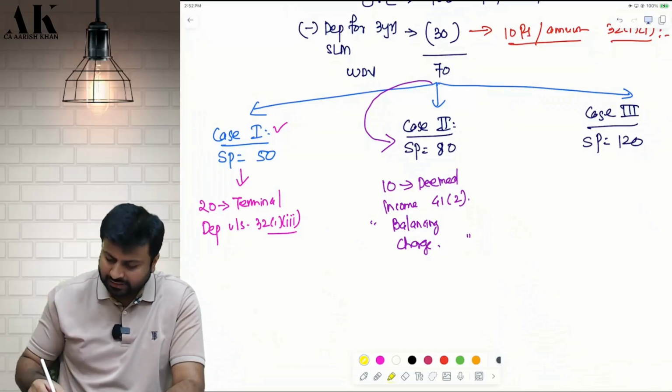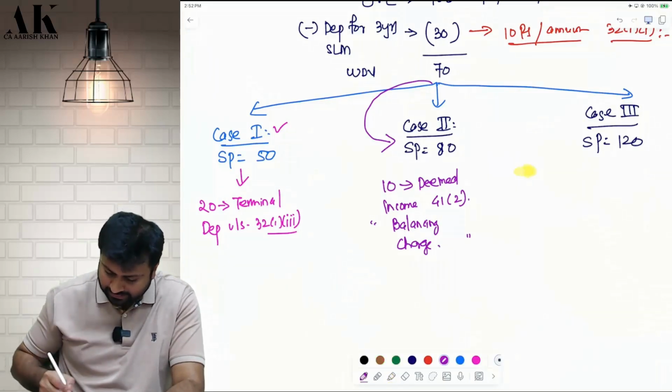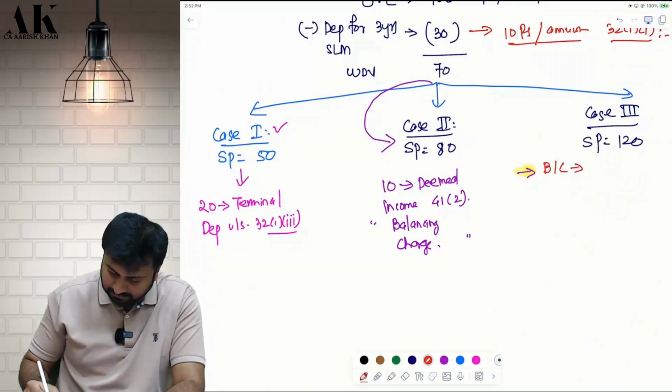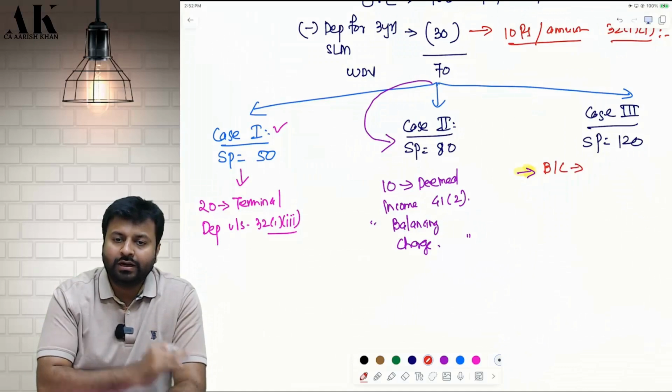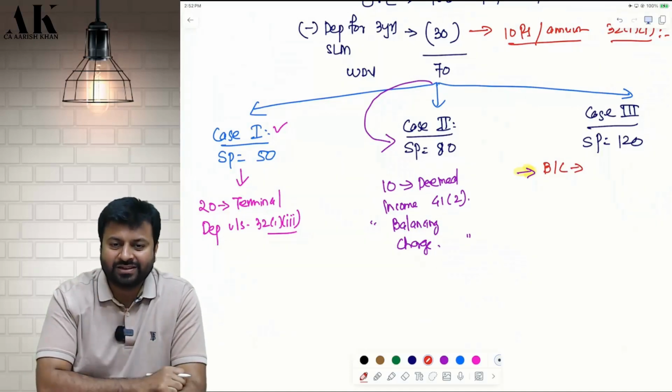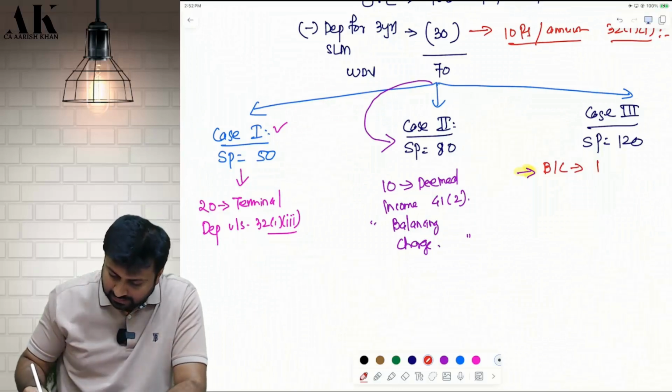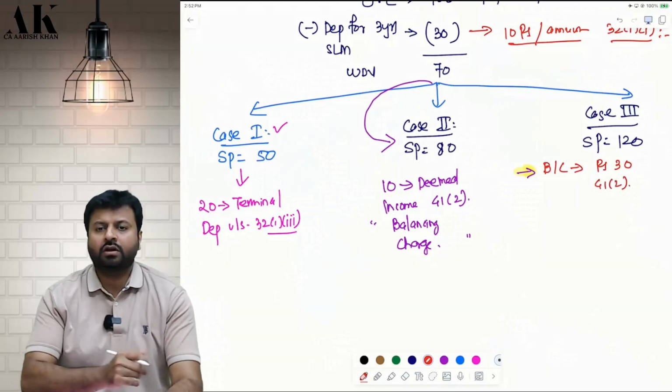So with that logic, can you please tell me what will be the balancing charge in third case? How much you are recovering in the form of depreciation? You are recovering only 30 rupees in the form of depreciation. Okay. Yes or no? So rupees 30 will be balancing charge under section 41 subsection 2. Is it clear to all of you? Please tell me.